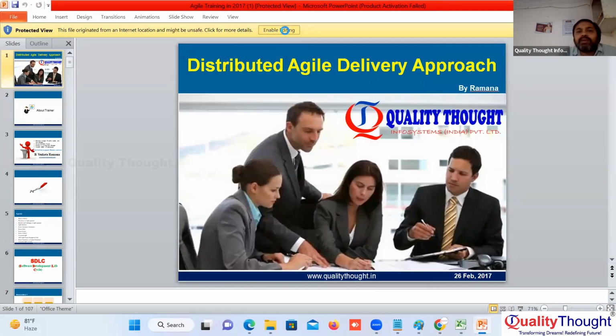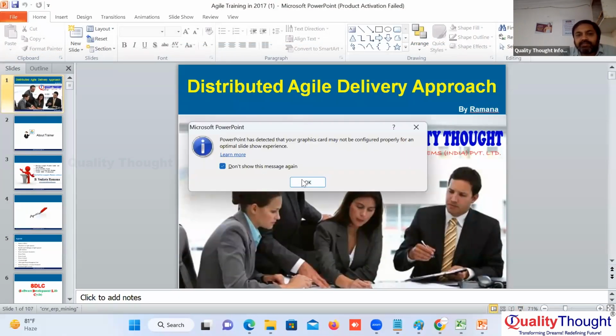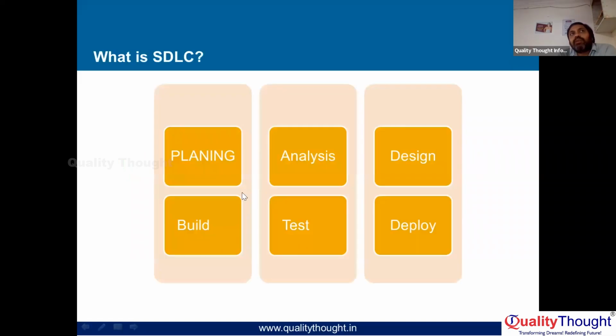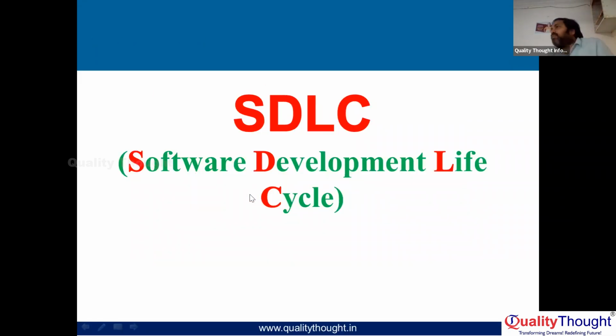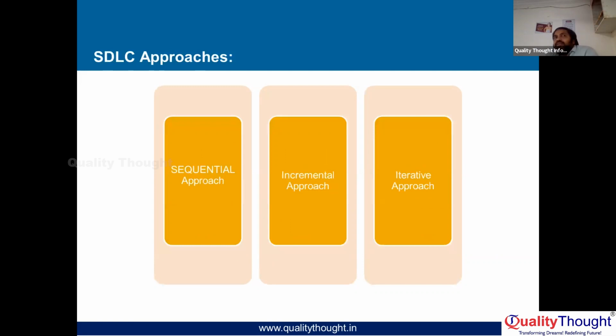So at a high level, how many processes do we have? Sequential, iterative. Today we started class with this. First I explained what SDLC is: planning, analysis, design, build, test, deploy. There are different approaches to build software, sir: sequential, incremental, iterative. Forget about incremental, I'll tell you later. First sequential and iterative, only understand these two. If I add incremental, it will be a little confusing for you.